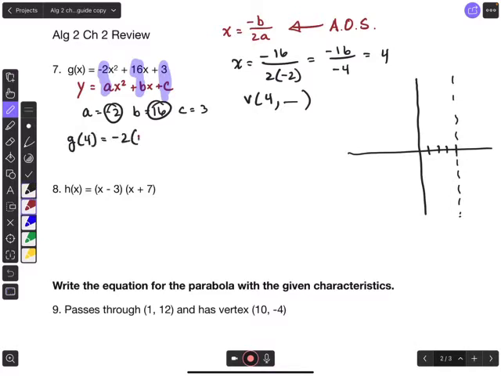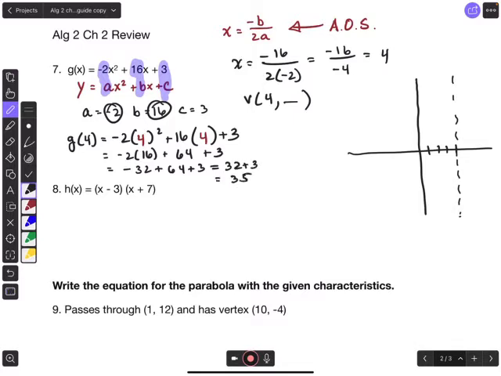So I replace my x's with a 4, and we do a little math. That's 16 when I square the 4. I got to square first. 64. It's -32 plus 64. I just add and subtract from left to right. -32 plus 64 is 32, plus 3. Holy cow. My vertex, the y component or coordinate, is 35.